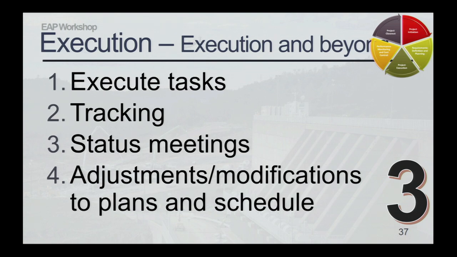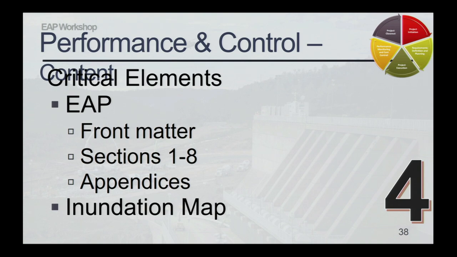And that brings us to step four in the process. We're in the performance and control. So that says performance and control, and then under the line it should say critical elements. Your EAP will be evaluated based on its adherence to federal and state guidelines, and that's why I provided you with those references at the beginning of this session. So your completed plan should have two main elements. It'll have the EAP and the inundation map.